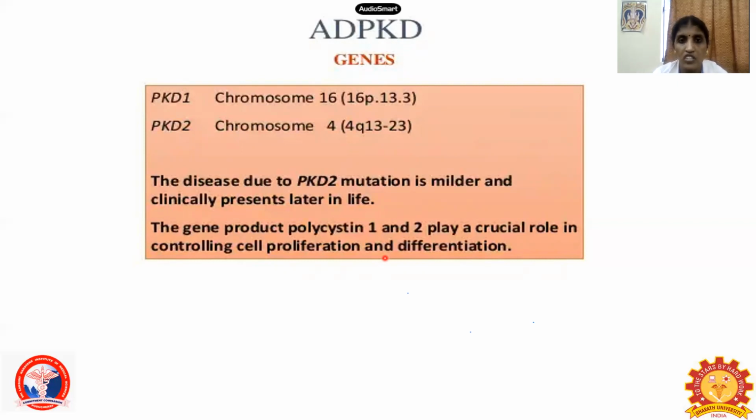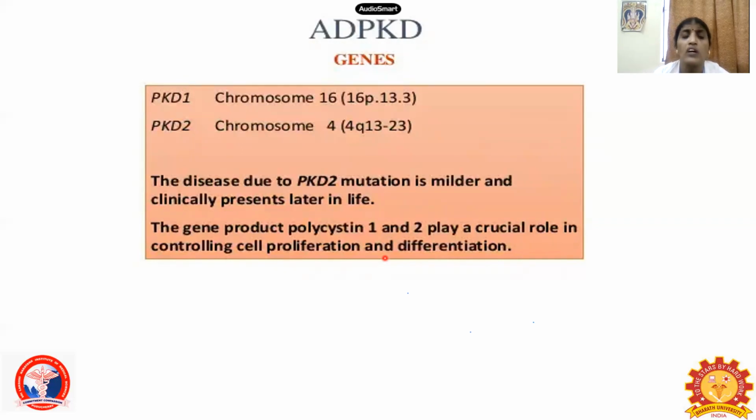So what is the gene you have remembered? What is the gene locus, the chromosome, you know? Now what is the gene product, or the protein, which is involved? It is nothing but polycystin 1 and 2. The name itself says poly means multiple, cyst means some cyst is going to be formed. So the gene product polycystin 1 and 2 plays a crucial role, especially in controlling cell proliferation and differentiation.